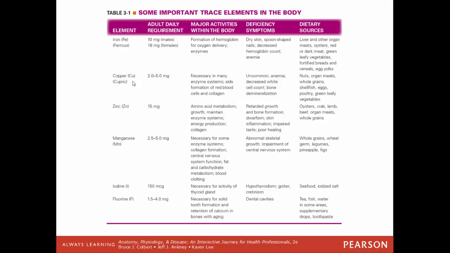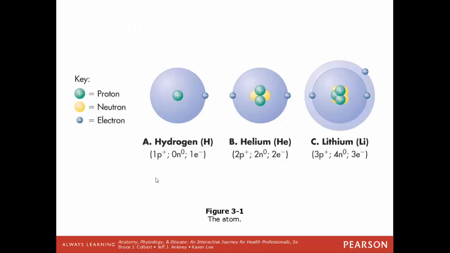Co would be cobalt, but Cu is copper. Zinc, manganese, iodine, and then fluorine. All very common elements that are needed within your diet every day. Alright, here are some illustrations of hydrogen, helium, and lithium atoms.